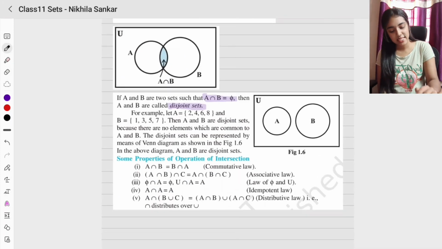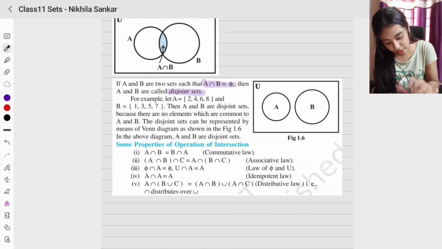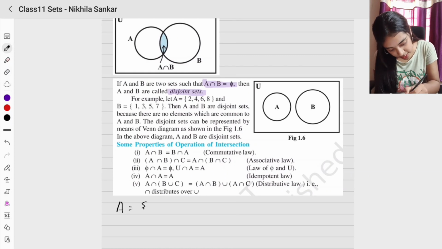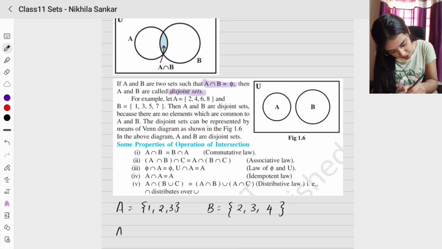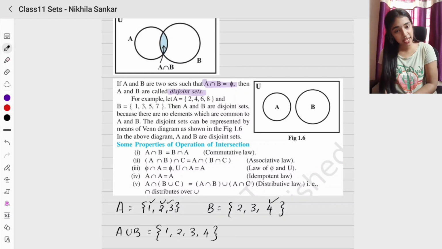Okay, we are going to see an example. Let A equal 1, 2, 3 and B equal 2, 3, 4. So what is my A union B? Under union, what will we do? We will write 1, 2, 3, then I have one extra element 4. So this is my A union B.